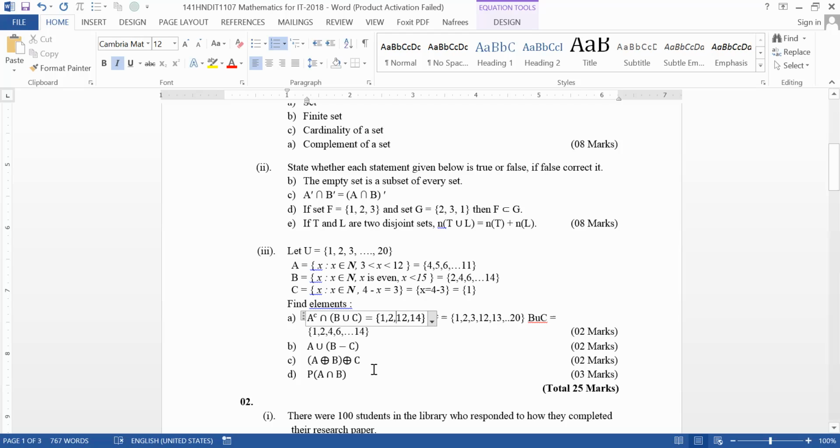So likewise, you have to find the next one. Here you have to find B minus C. Can anyone tell me what is B minus C? So likewise, one by one, you have to find all the elements.